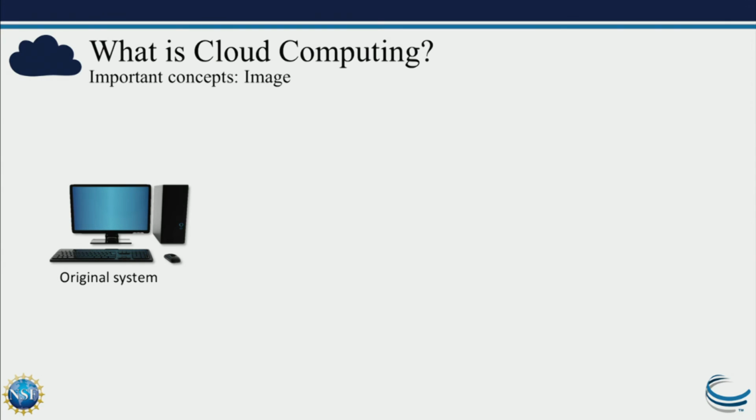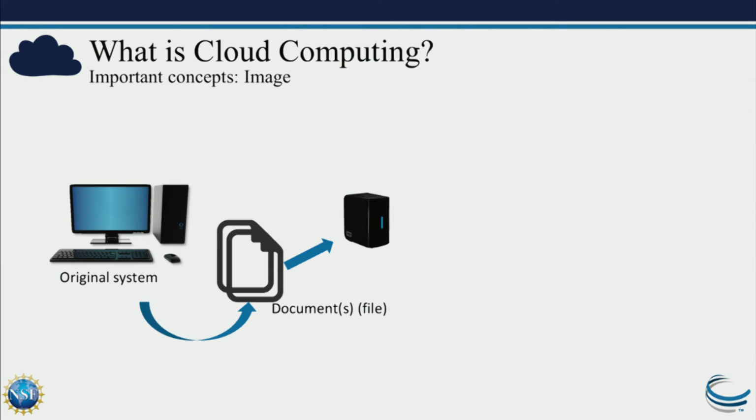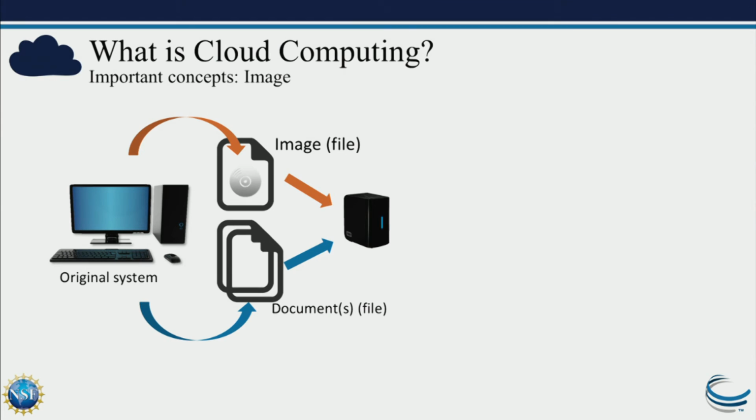Imagine that you have a computer and you buy a new one. So you want to take the files from the old computer and put them onto the new computer. So you could take those files off. You could put them onto a hard drive. But there's another type of file that you could create called an image file.